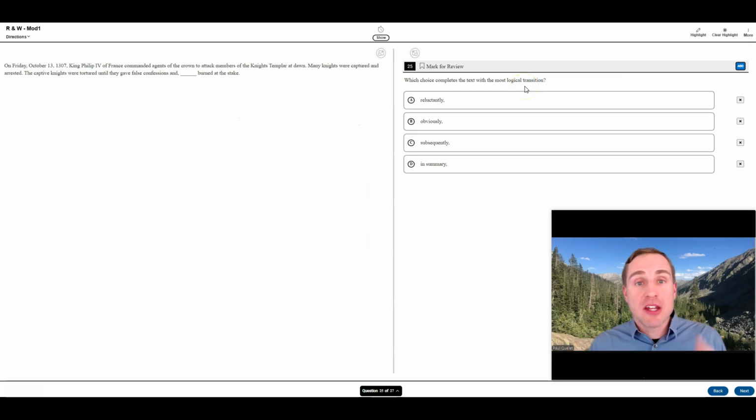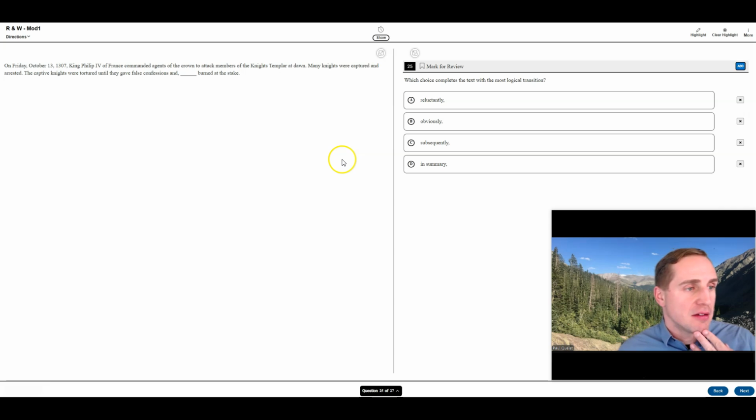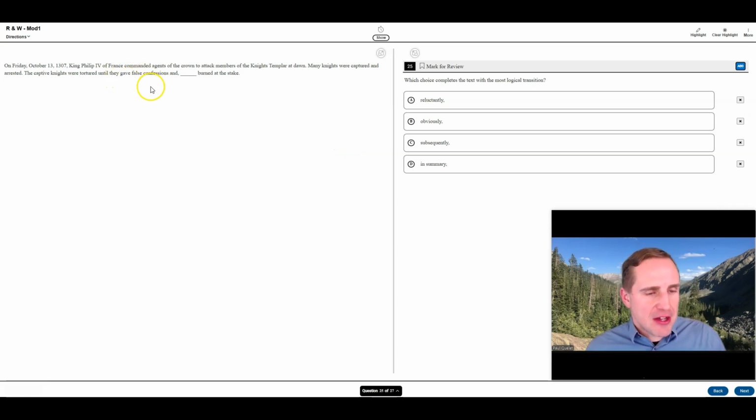Again, logical transition, question 25. Either reluctantly, obviously, subsequently, or in summary. On Friday, October 13th, 1307, King Philip IV of France commanded agents of the crown to attack members of the Knights Templar at dawn. Many knights were captured and arrested. The captive knights were tortured until they gave false confessions, and were then, reluctantly, obviously, subsequently, or in summary, burned at the stake.